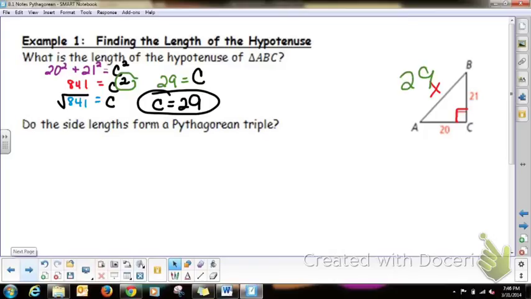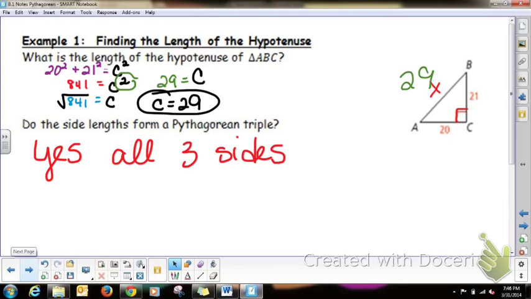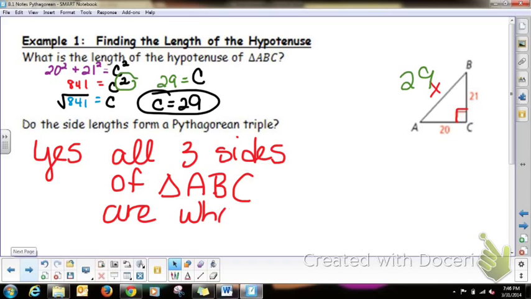Do the sides form a Pythagorean triple? They sure do, right? Because these are all whole numbers. All three sides of triangle ABC are whole numbers, and that's what a Pythagorean triple is. Good.